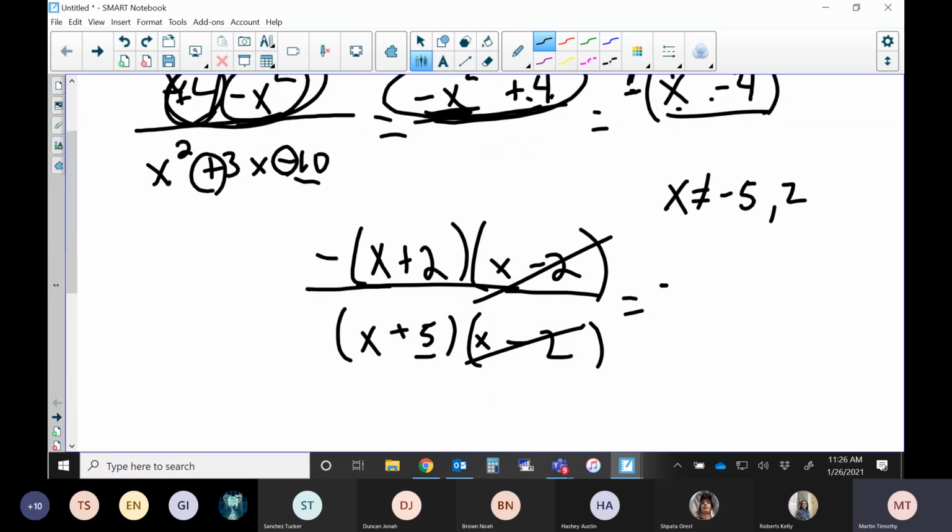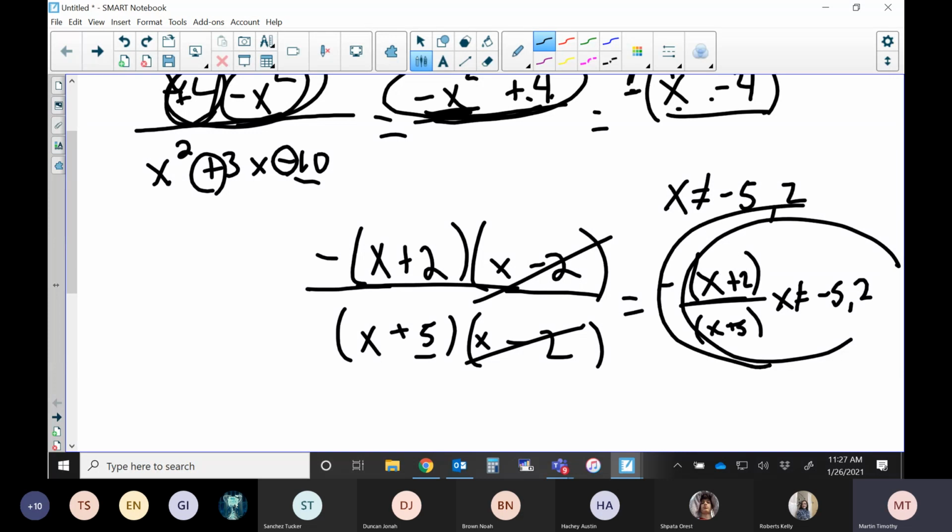So my final answer would be negative x plus 2 over, oops, that doesn't really matter, x plus 2, these parentheses do matter, over x plus 5, where x cannot equal negative 5 or 2. And whoop, there's my final answer. Got to include that negative.